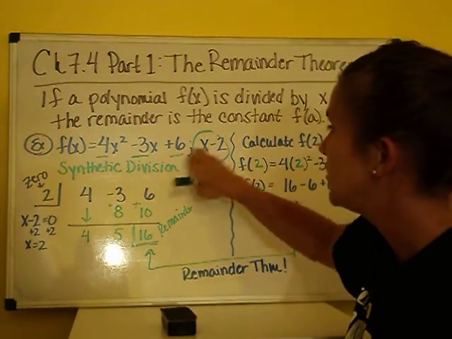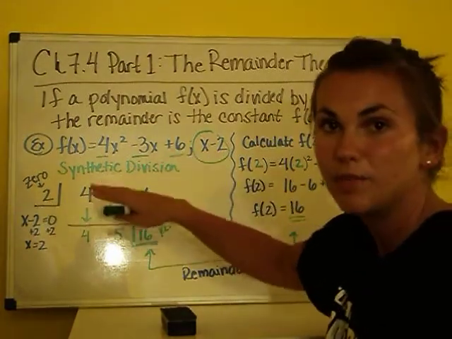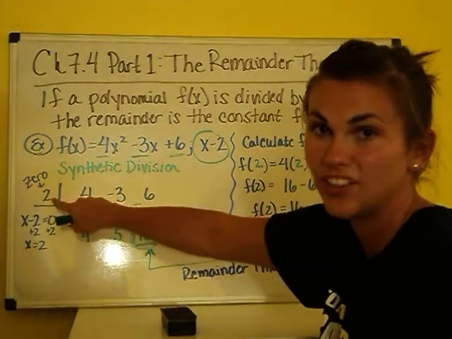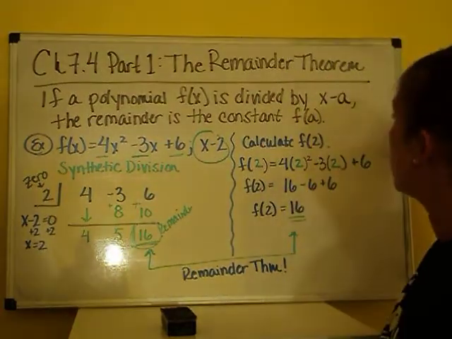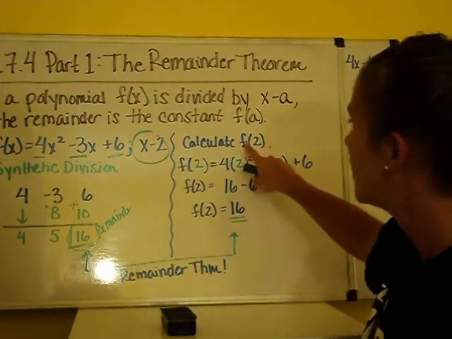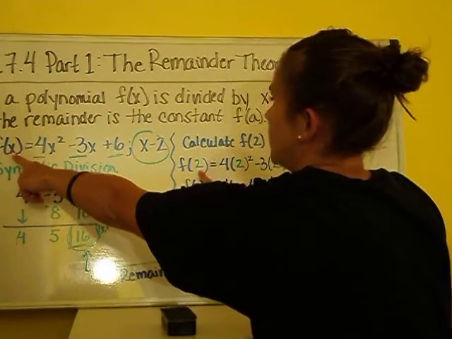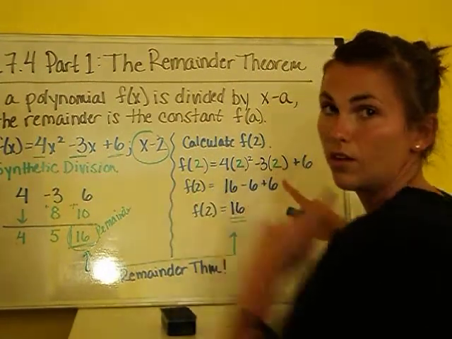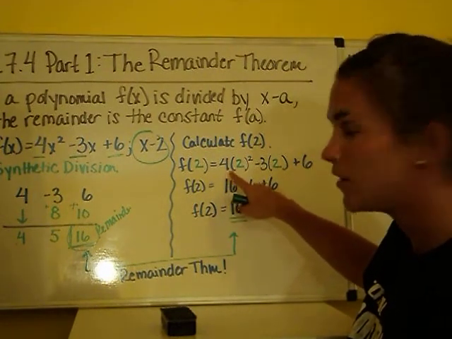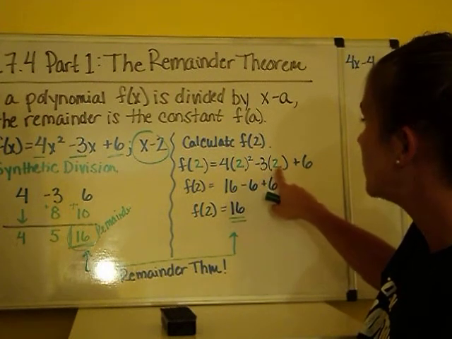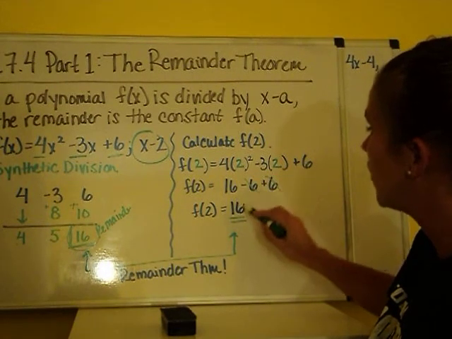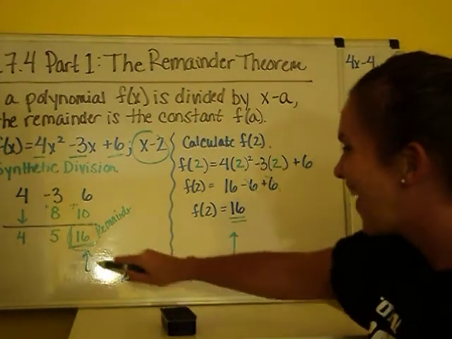Since we're dividing by x minus 2 here and our 0 is 2, the remainder theorem says that this remainder is going to be the same thing as if you were to evaluate this function at 2, which is what we did in section 7.1. So if we just go ahead and calculate f of 2, that's our 0 here, that means we're going to plug in a 2 wherever we see an x. So 2, 2, 2. Okay? So we are going to have 2 squared, which is 4, times 4 is 16. 3 times 2 is 6. We're going to have minus 6, plus 6. 16 minus 6 plus 6, those cancel out. We're left with 16. Look! See? They're both 16.